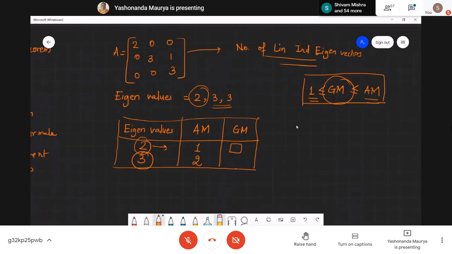एक ही choice मिल रहा है, and that is 1. Correct? There's no other choice, so it is 1. Okay, now what about this one? For this number 3, eigenvalue 3, what are the choices here? 1 or 2? Could you get this? Yes, ma'am.